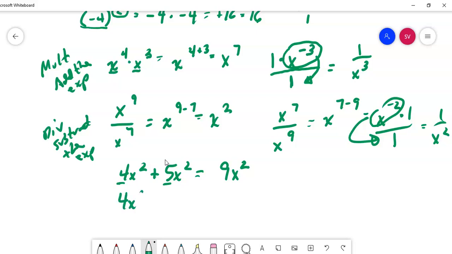And then you say, well, what if I have 4x to the 2nd plus 5x to the 3rd? Nothing you could do with this. They are not like terms. We'll talk about that later on, because the bases have to match and the exponents have to match in order to combine like terms with addition. Okay, so that is how that works. And that will wrap up our discussion on exponents.